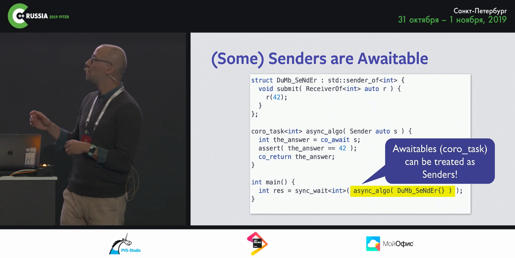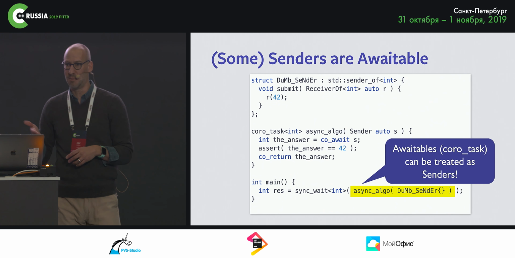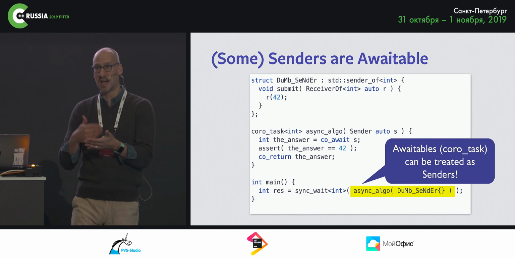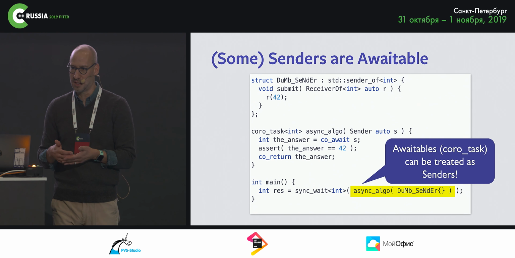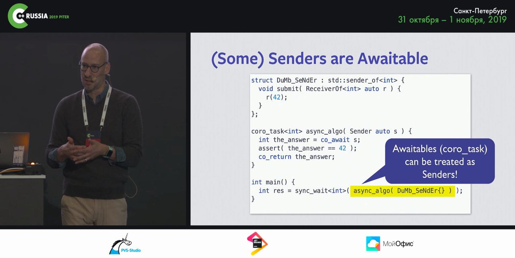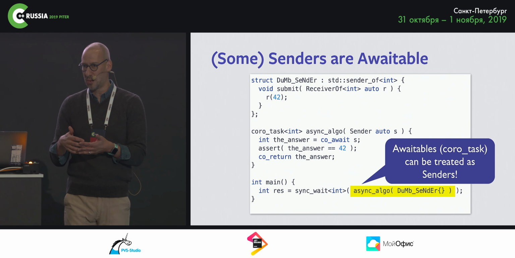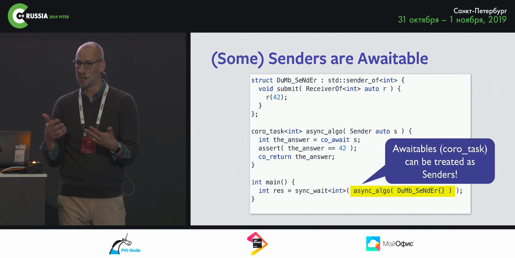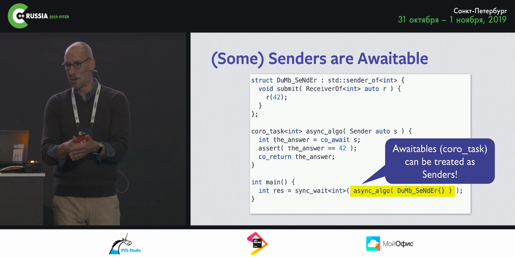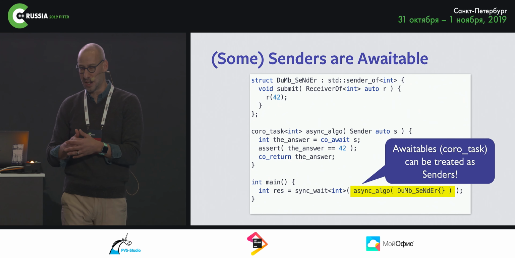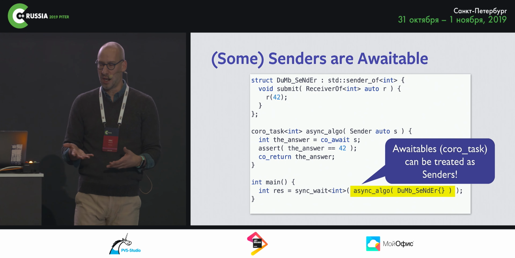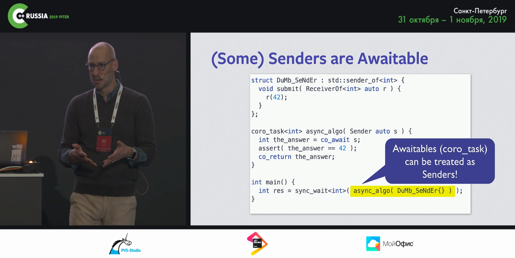And so what we are doing in the standard is we are defining a refinement of the sender concept called sender_of. That is a sender that says what its associated types are. So there will be a version of sync_wait that works with senders, and there'll be a version of sync_wait that works with typed senders. Typed senders are the senders that declare their associated types. And so if you pass a typed sender into sync_wait, you won't have to say what its return type is, because the sender will tell you what its return type is. But we are not requiring everyone who authors a sender to provide that information.